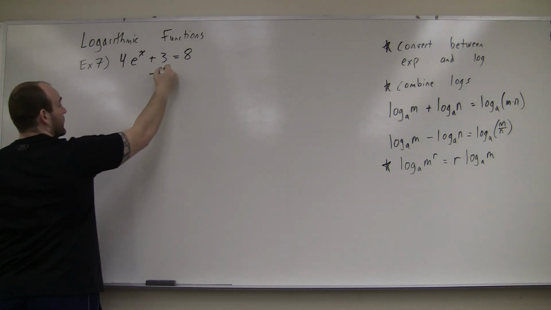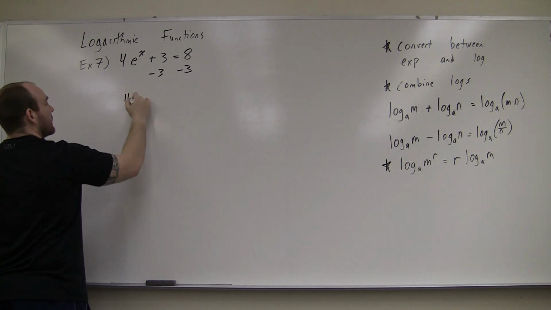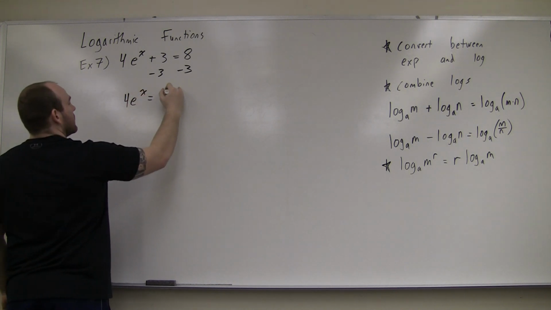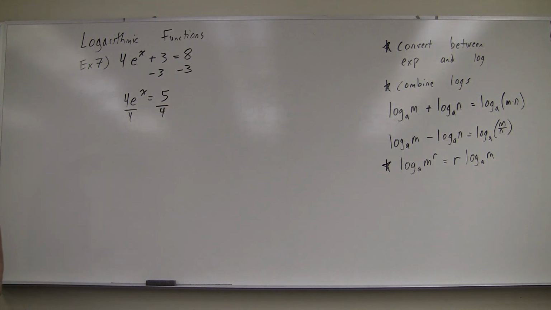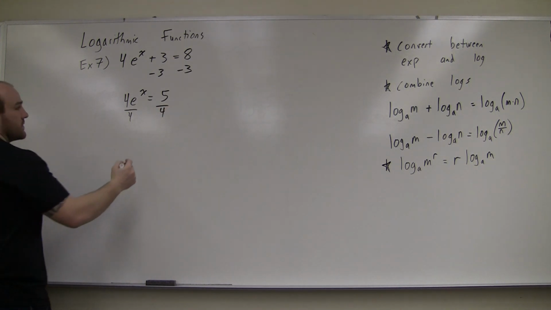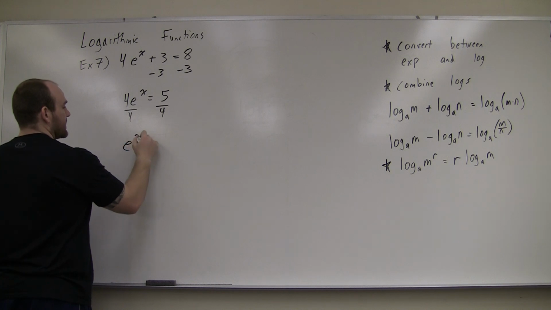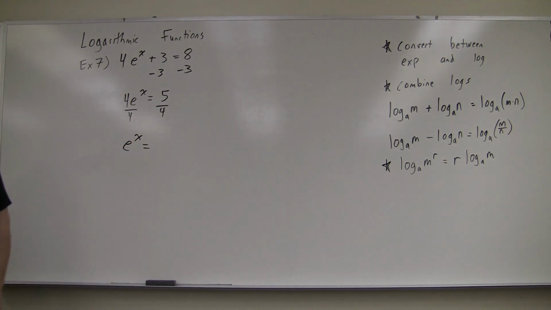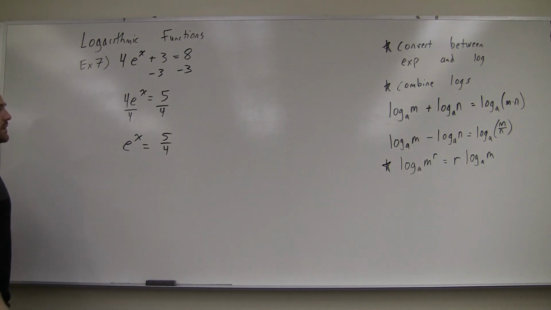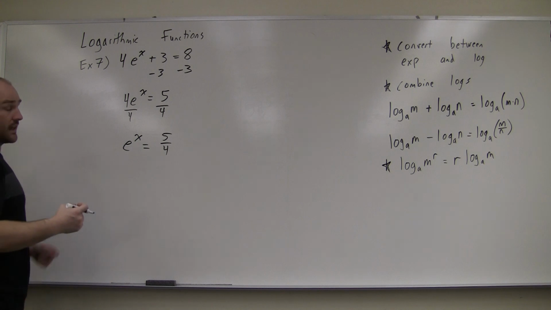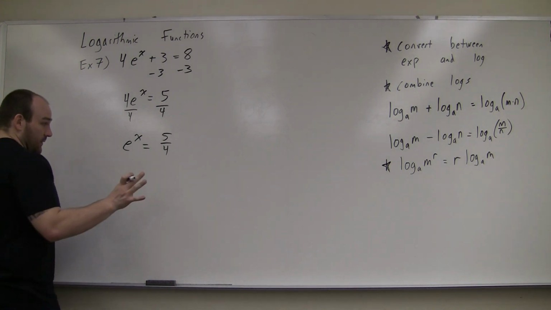So to do that, we need to subtract 3. And we need to divide by 4. So I've got e to the x equals 5/4, and that's an okay decimal. Again, I kind of like leaving it as a fraction, just because I'm weird. Again, it doesn't matter, as long as you're not approximating a decimal until you get to the end, and it tells you to, I'm okay with it.